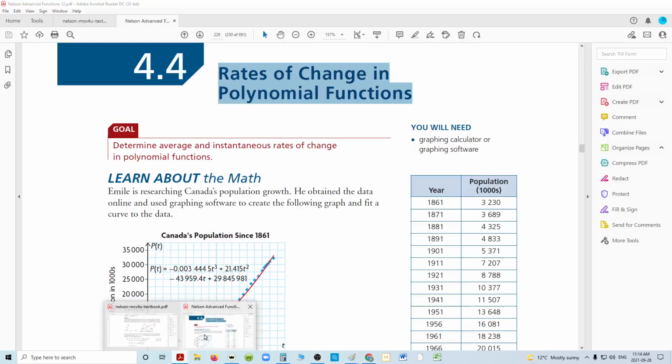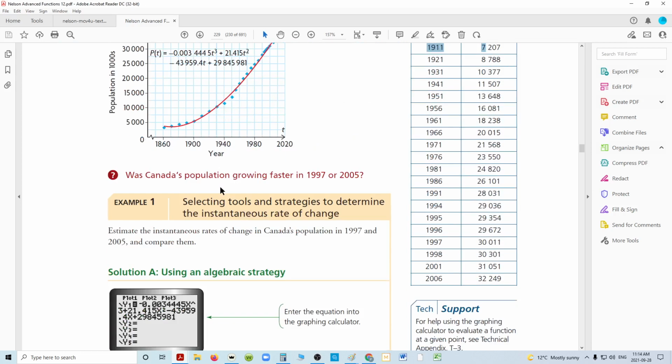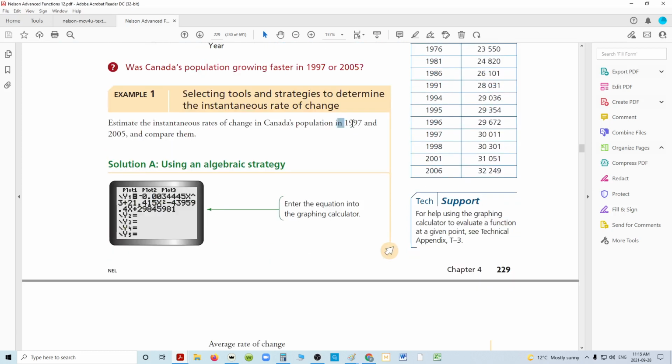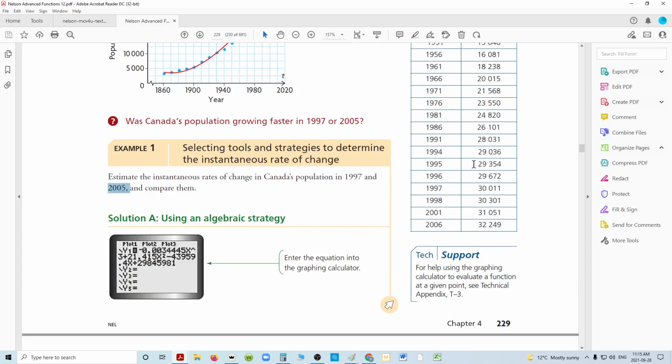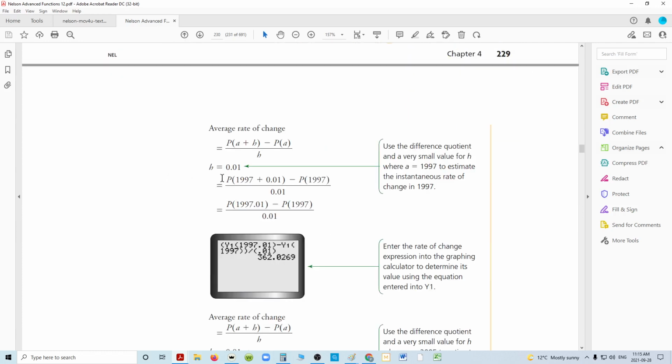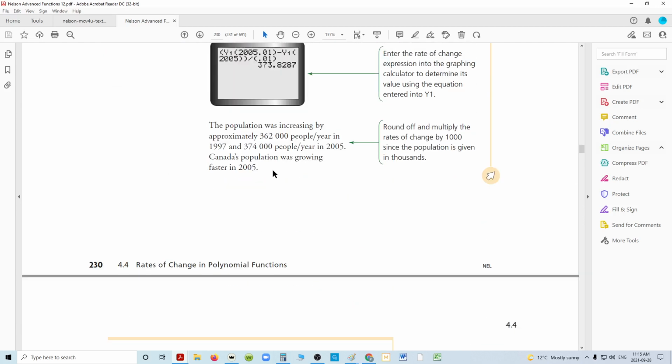The book starts you off with a normal graph and a table of values, and it starts asking you certain things like find the rate of change in 1997 to 2005. So that's just an average rate of change. So you would take 1997 here. These are the y values, so you subtract y2 minus y1 divided by x2 minus x1, and they're just getting you used to doing average rate of change right there. And you'll get your answer, and they'll walk you through it.